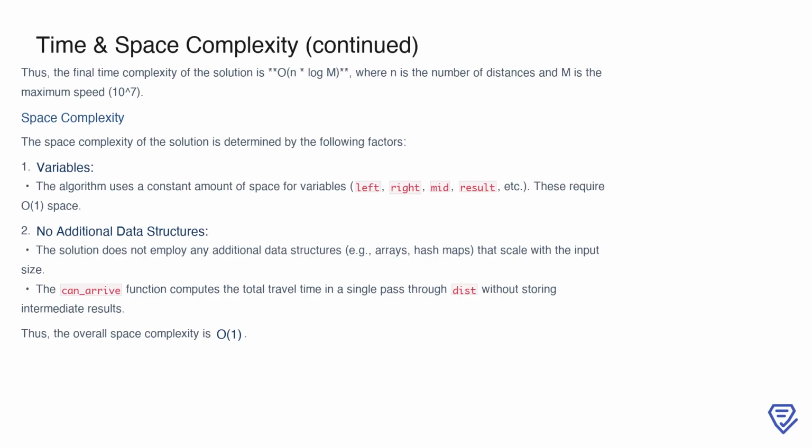Now, let's turn to the space complexity. The space complexity of the solution is determined by the space required for variables such as left, right, mid, result, and others. These variables require only a constant amount of space, or O(1). Importantly, the solution does not use any additional data structures like arrays or hash maps that scale with the input size. Even the can_arrive function processes the distance array in a single pass without storing intermediate results. As a result, the overall space complexity of this solution is O(1).